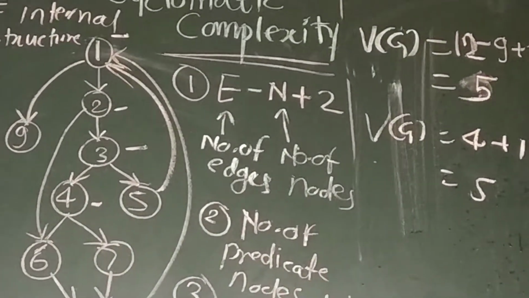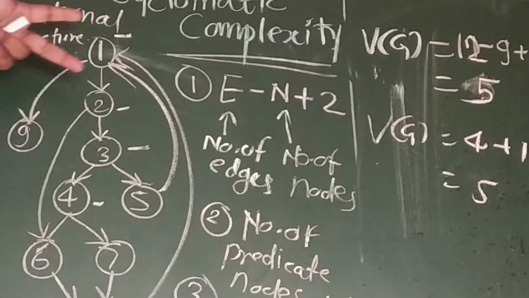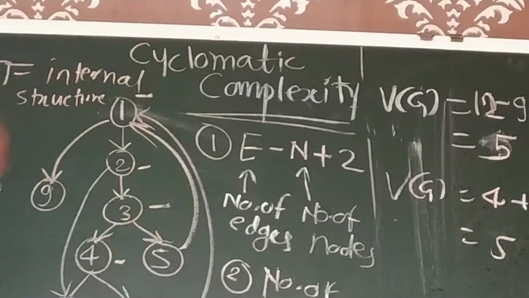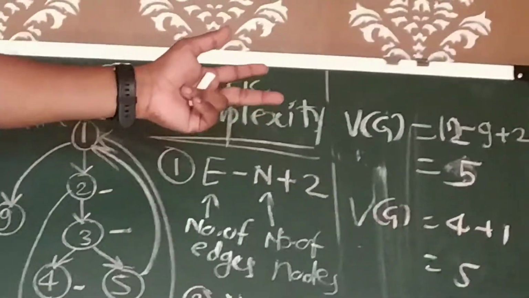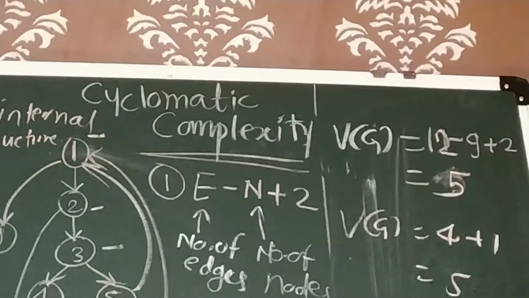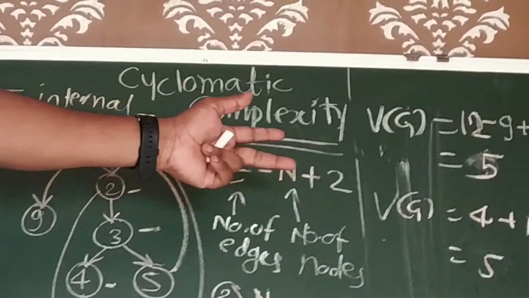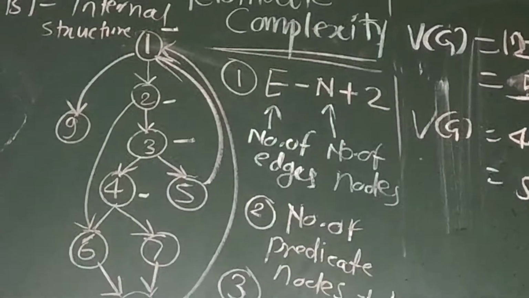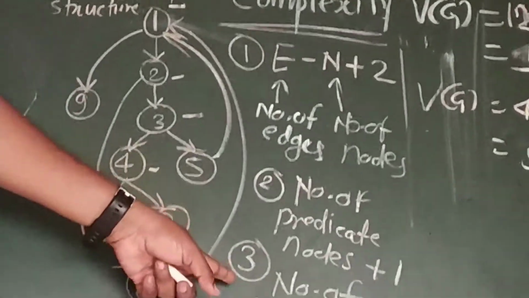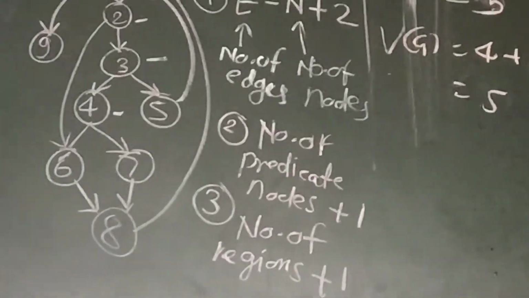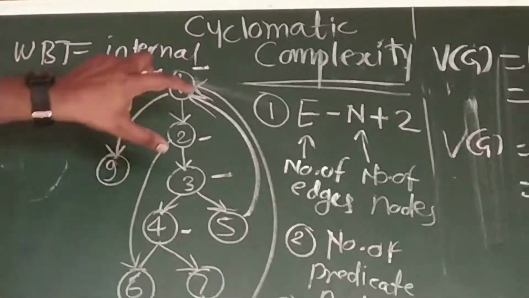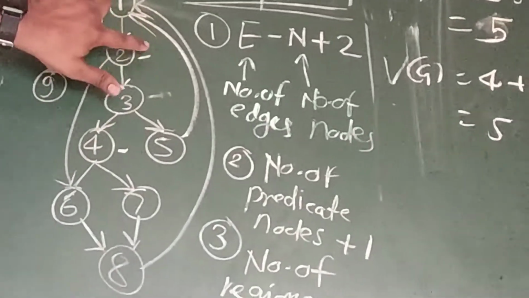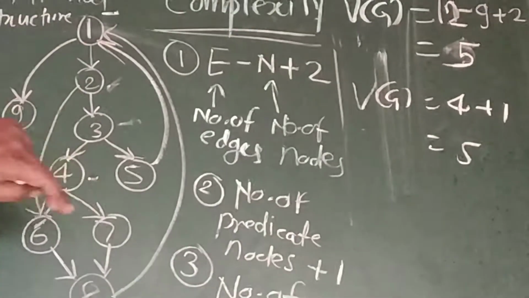Okay. Number of nodes are 9, number of edges are 12. It will give you 5. Okay. Number of predicate nodes are 4, plus 1 will give you 5 by using the third formula, number of regions plus 1. Now let us calculate how many bounded regions are there in the current flow graph.